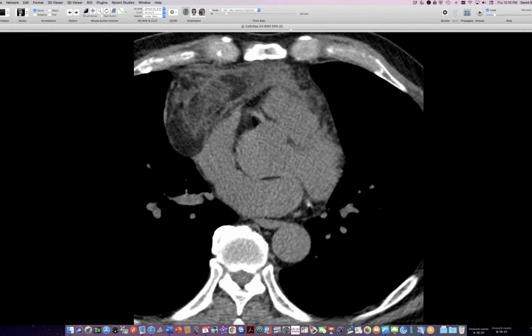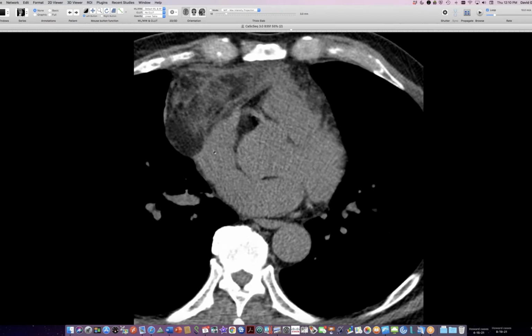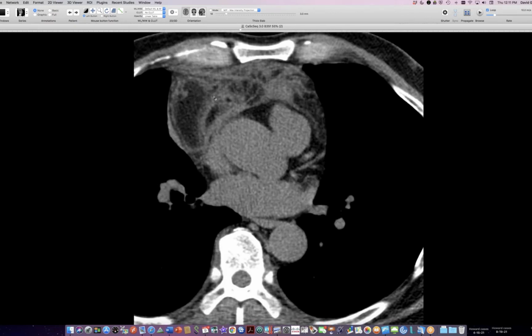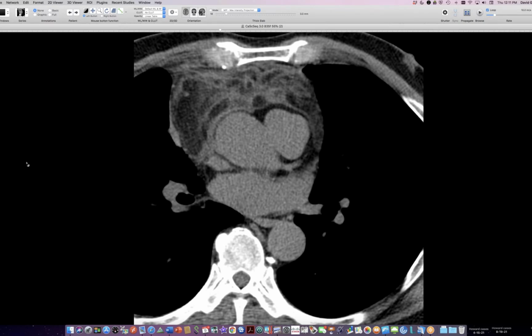So if we go back to this 2018 CT, this is a year after that first chest radiograph, you can see that there's a big anterior mediastinal mass with some conspicuously low attenuation components, but also some more solid soft tissue components too. So this is just fine for liposarcoma, and that's what this turns out to be.